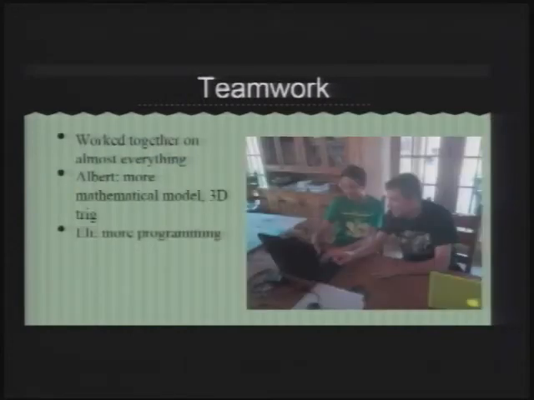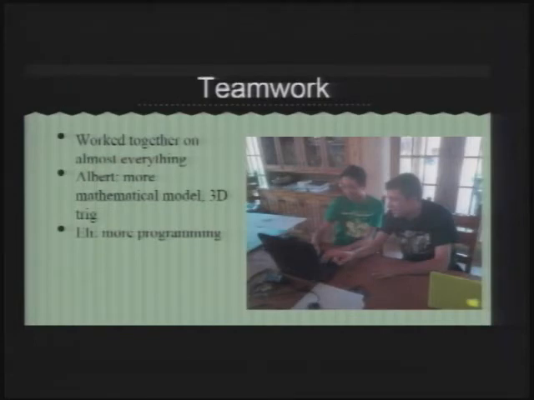Just really quickly to talk about the teamwork. We basically worked together on everything. It took a lot of time. In general, as we showed when we presented, Albert worked a little bit more on the mathematical model. He understood more of the three-dimensional trigonometry that was involved with calculating forces and things like that than I did. But I have a little bit of a longer time coding, so I worked a little bit more on the programming.